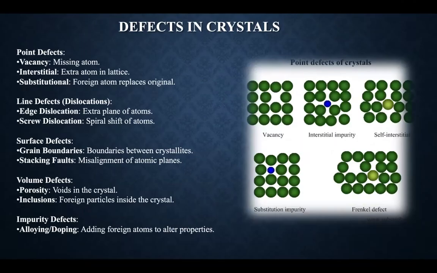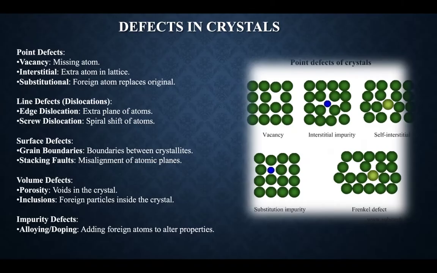Defects in crystals. There are many types of defects in crystals, so we'll see them one by one. First, we'll see point defects. In point defects, we have three different types: vacancy, interstitial, and substitutional. In vacancy, an atom will be missing, whereas in interstitial, an extra atom will be present in the lattice, and in substitutional, foreign atoms replace the original atom.